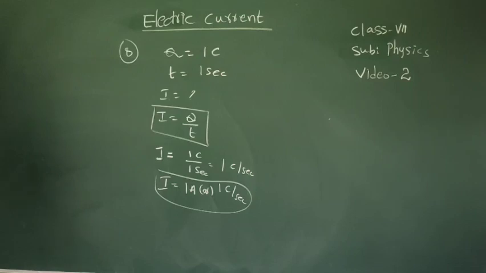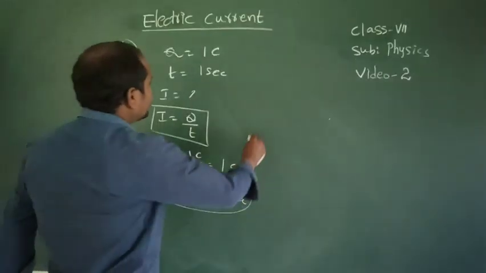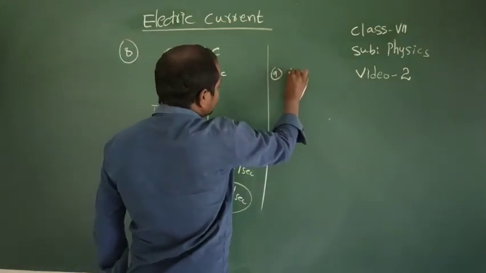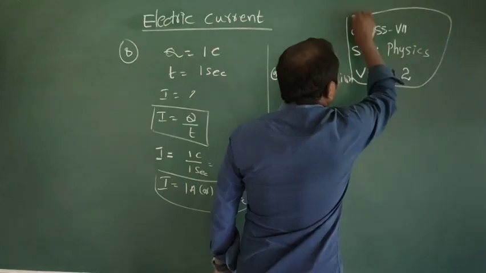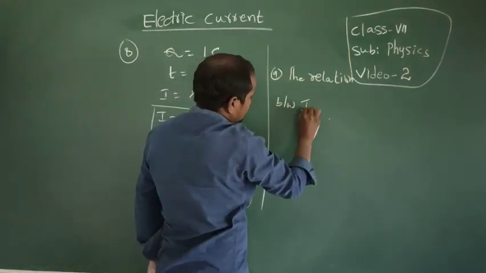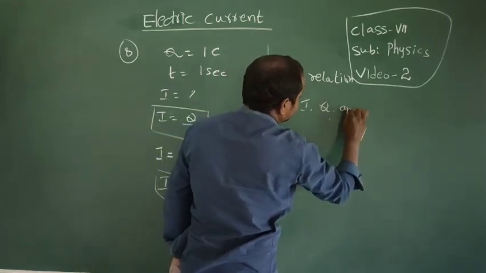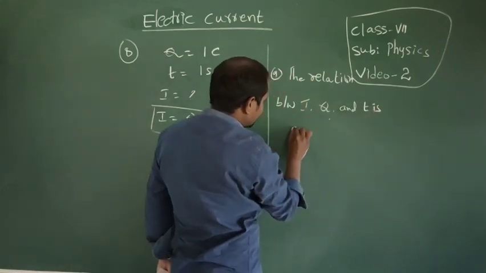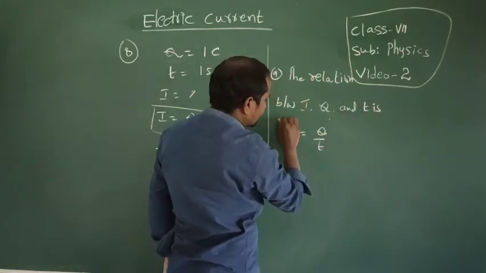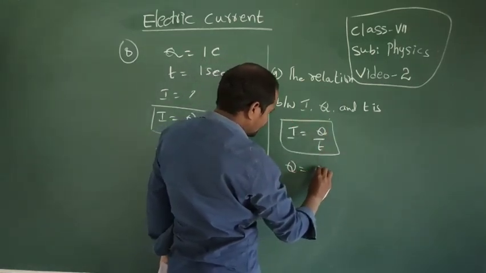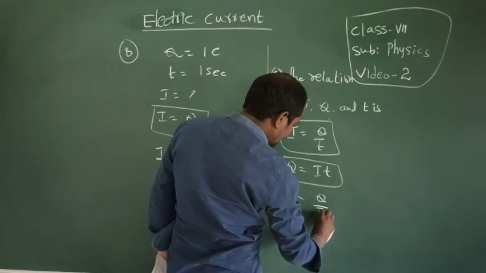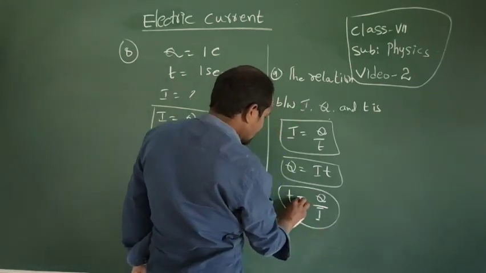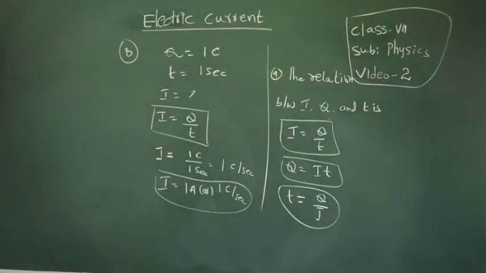Next one, what is the relationship between I, Q, T? So relation between, 9th one, the relation between I, Q and T is I equal to Q by T, or Q equal to I into T, or T equal to Q by I. Okay, it is the relation between electric current, charge and time.